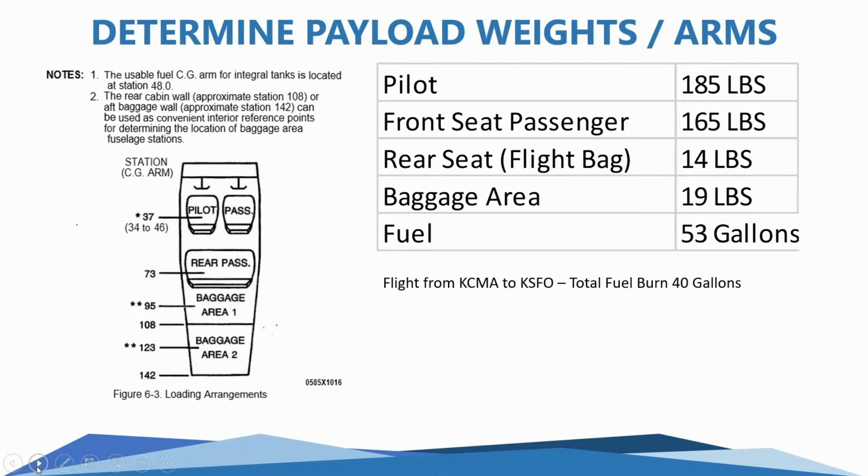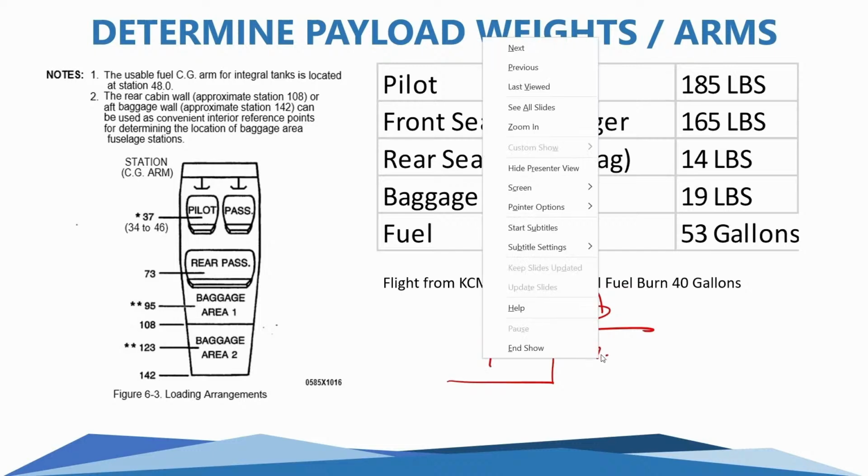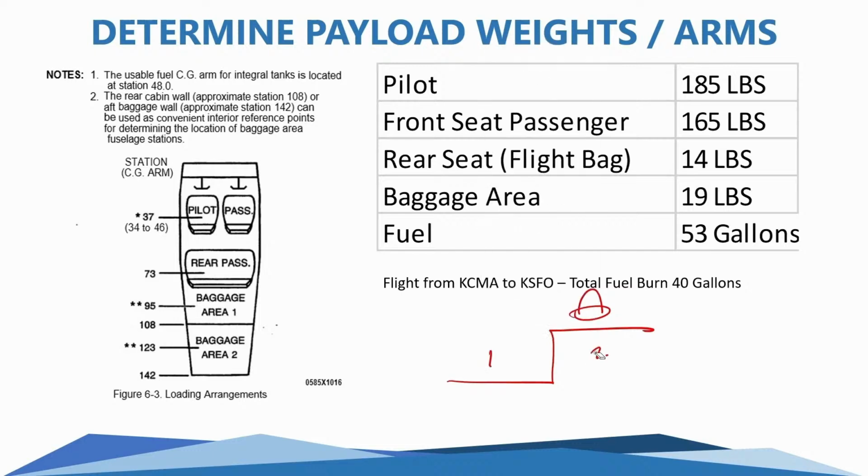Some aircraft have multiple baggage areas. So some of the Cessnas usually have a lower section and then kind of like your hat rack at the top there. That's baggage area 1 and then baggage area 2. So just make sure that you are accounting for things in the correct location.